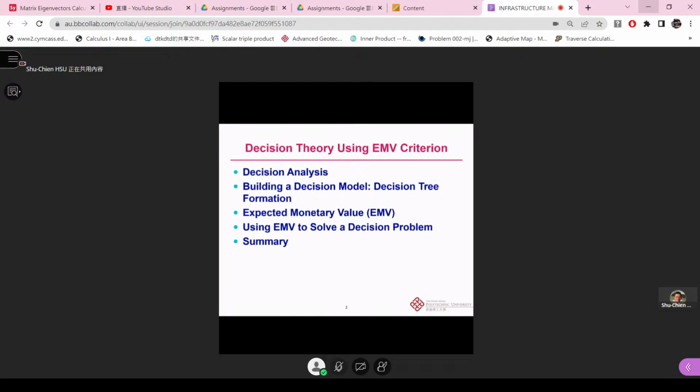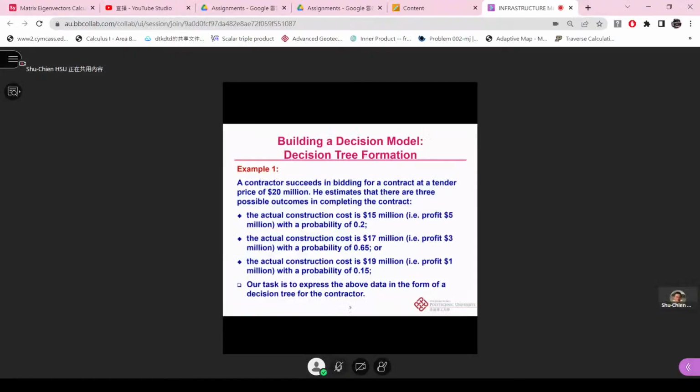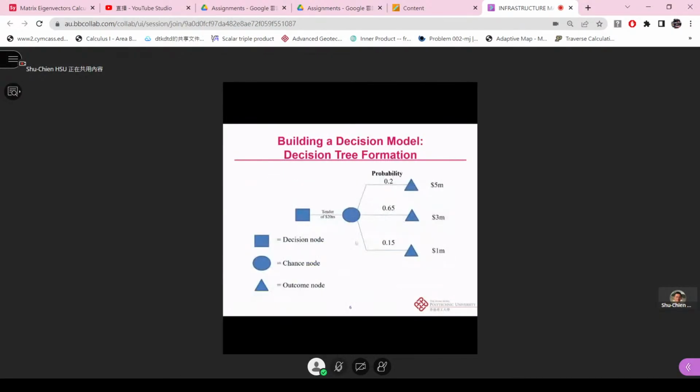However, the other possible outcomes are: the actual construction cost is 17 millions, so the profit is 3 million with a probability of 65%, or the actual construction cost is 19 millions, so the profit is only 1 million with a probability of 15%. Now you have these three different possible outcomes, and our task is to express the above data in the form of a decision tree for the contractor.